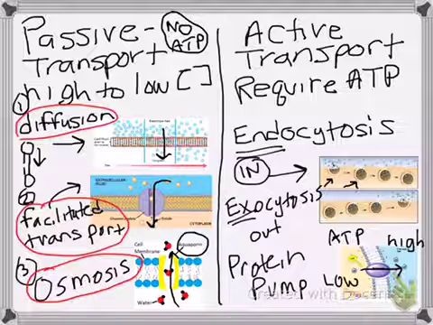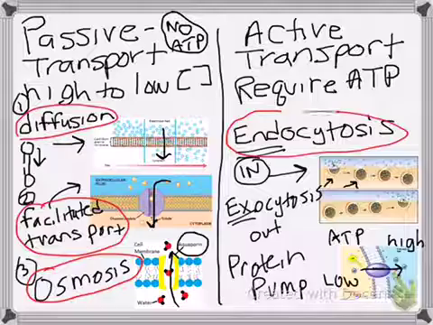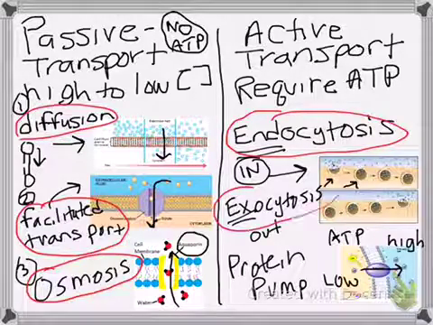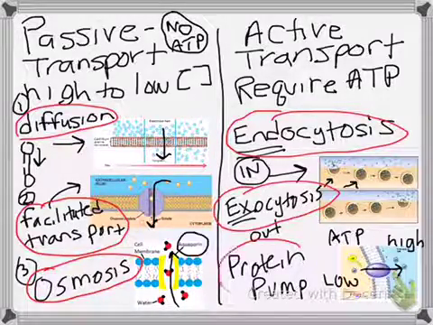So the three types of active transport are endocytosis, exocytosis, and protein pumps.